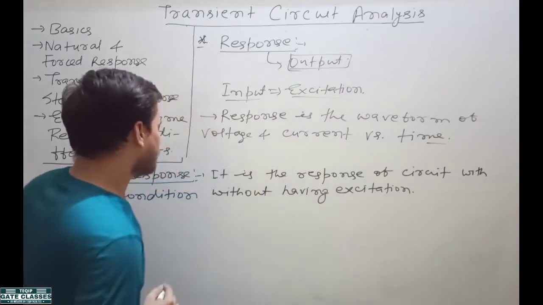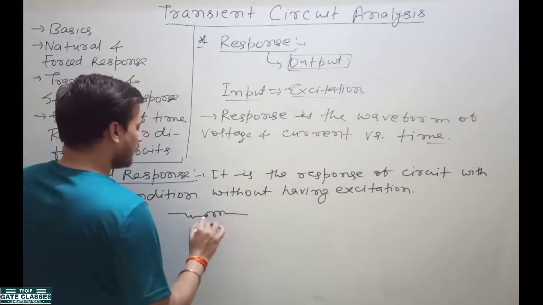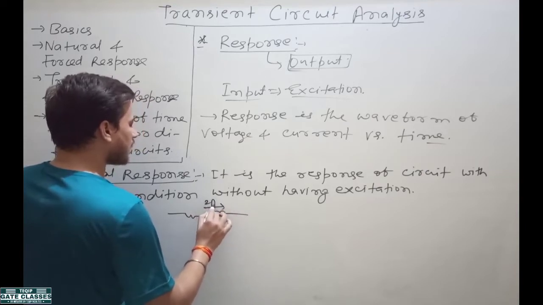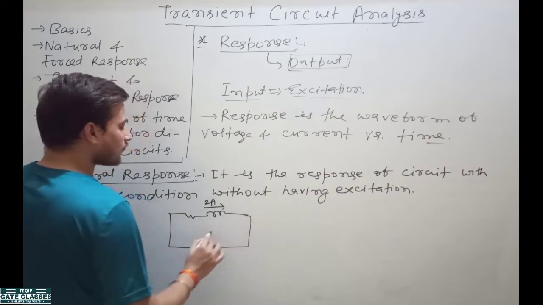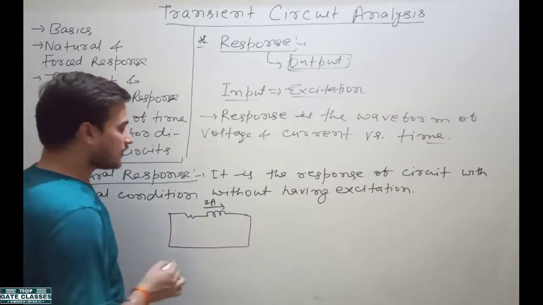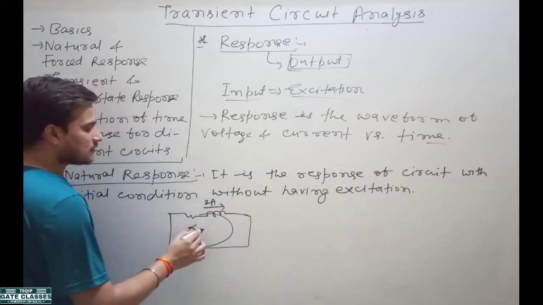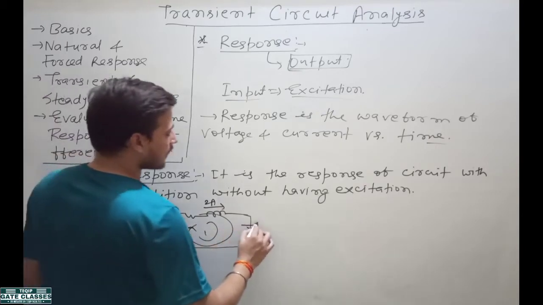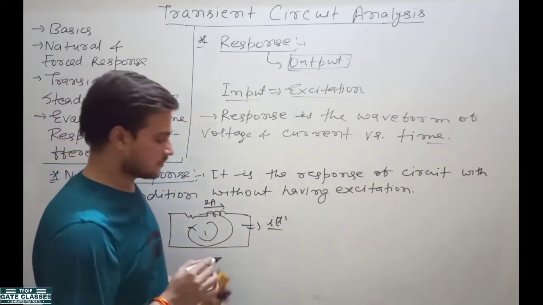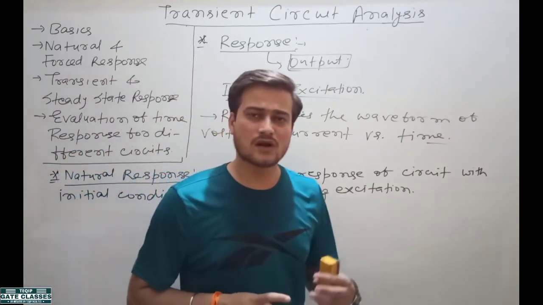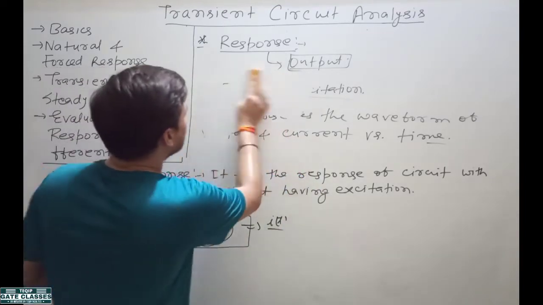It means that suppose you are having a circuit like this one, and this inductor was initially carrying a current of 2 ampere. Now they are saying that you are not providing any excitation in the circuit, and now you are getting the response of the circuit, that means the current through this circuit. So this response is called natural response. Clear?